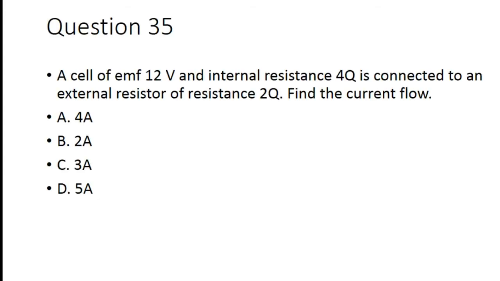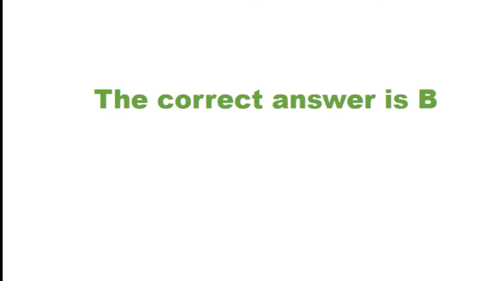The correct option here is option B. For us to get our amp, our current is equal to E all over R plus small r. This will be equal to 12 all over 2 plus 4. And this will give us 2 amp.